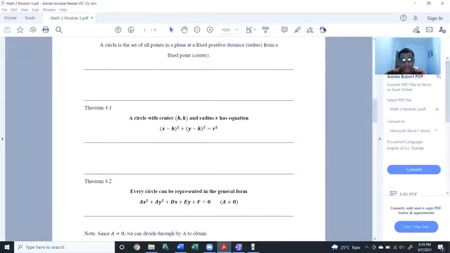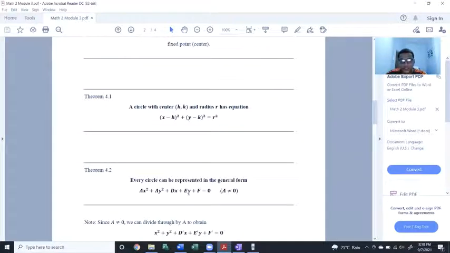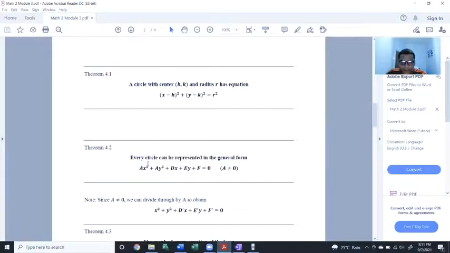And in general, every circle can be represented in the general form. So what is the general form of a circle? The general form of a circle is this one, by theorem 4.2: Ax² + Ay² + Dx + Ey + F = 0, assuming that A is not equal to 0. Baka magtaka kayo, class, bakit ganyan, sir? Bakit A, tsaka biglang D, E, and F yung coefficients? Nasaan na yung B and C?